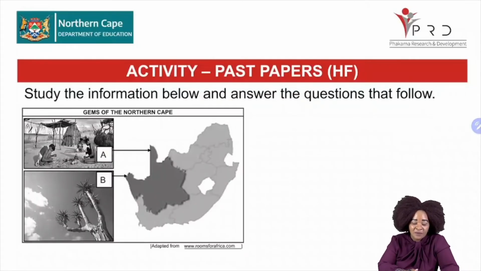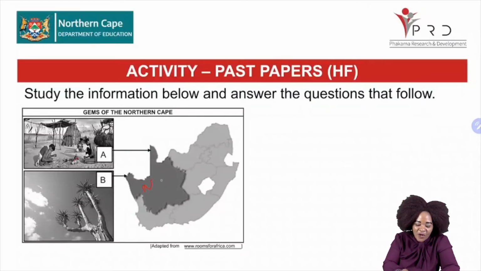Let's go to the second part of the activity, grade 12 learners, whereby you're supposed to study the information below and answer the questions that follow. So it says Gems of the Northern Cape. And then you see that World Heritage Site. It is World Heritage Site A and World Heritage Site B. So you can see the province here. It is familiar to you, grade 12 learners. This is the Northern Cape province. It is so familiar to you.